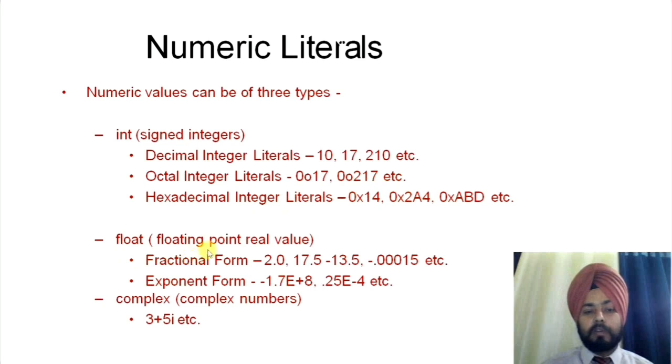Next is floating point, real values. The fractional form: 2.0, 17.5, 13.5 and 0.0015 etc. Exponent forms are also given here. This is the example. And next is complex. A complex number means a combination of numbers and alphabets.